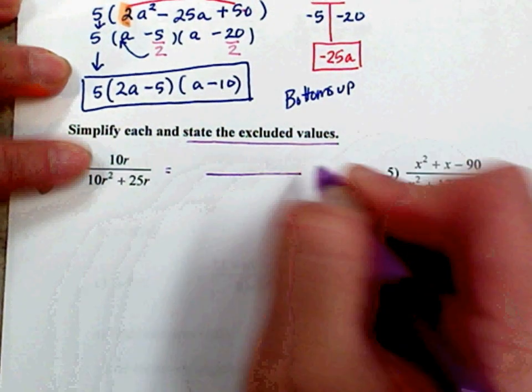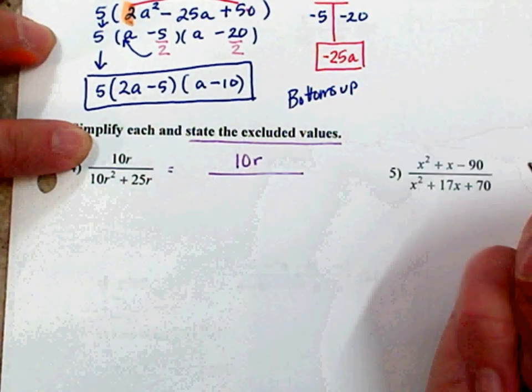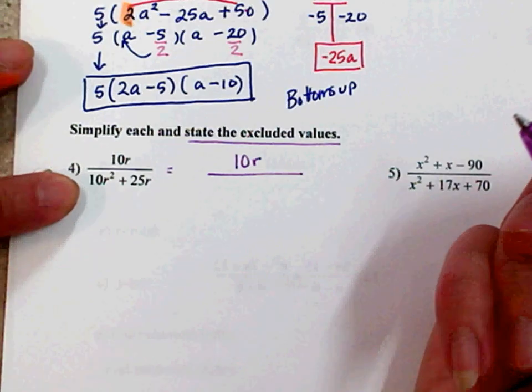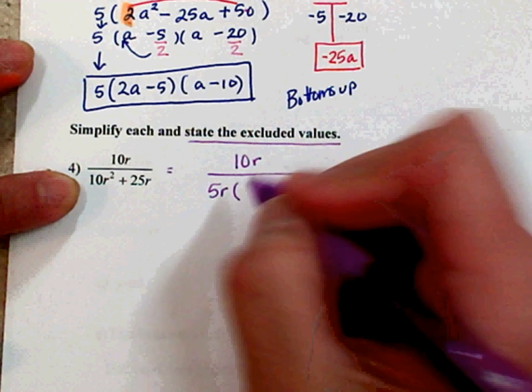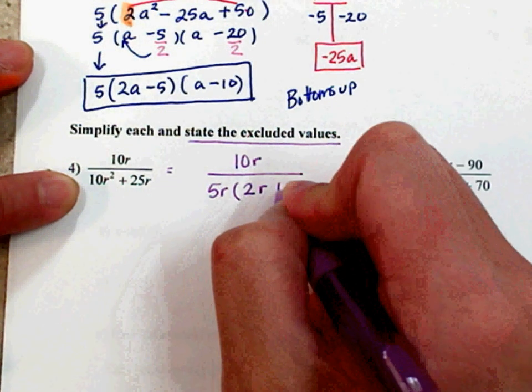Your numerator, nothing for you to do. That's just 10 times r. Your denominator, what do they have in common? 5r, so you're going to factor out 5r. When you factor out 5r, you have 2r plus 5.